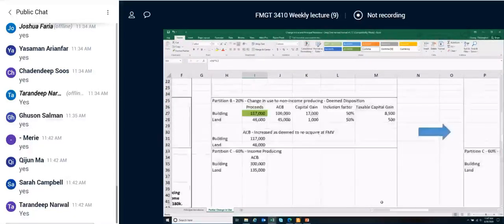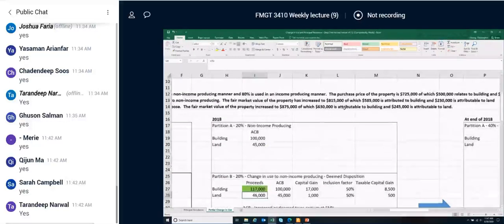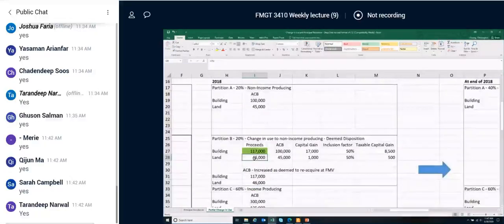Same thing for the land. What is 20% of the new value of land? Land has now gone up to 230. So what's 20% of 230? Well, that's 46. So you have your deemed disposition. And again, once you do this deemed disposal, there's your capital gain. That's the new cost for capital gain purposes.